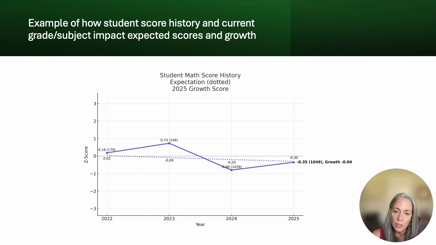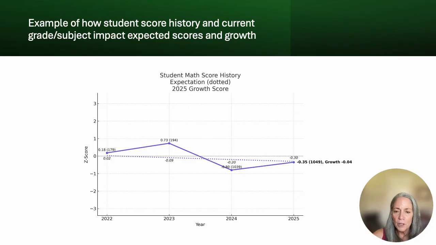But where it becomes really important is over here under 2025. You can see that this student was at a negative z-score of 0.35. They had a scale score of 1,049. Now, some of you might be saying, wait a minute, they gained 10 points on the Atlas scale. Why is their growth a negative 0.04?